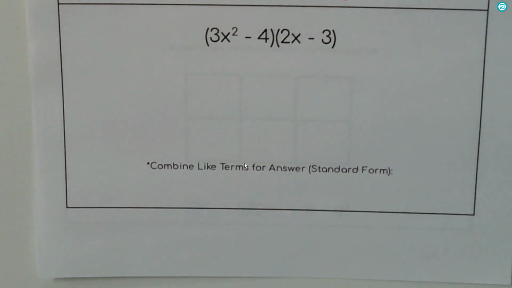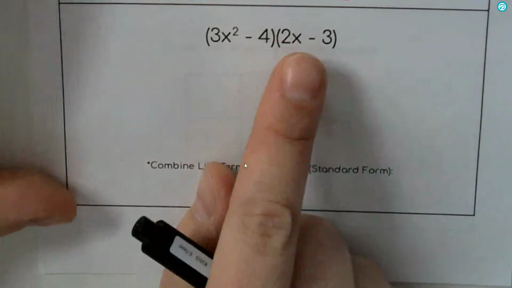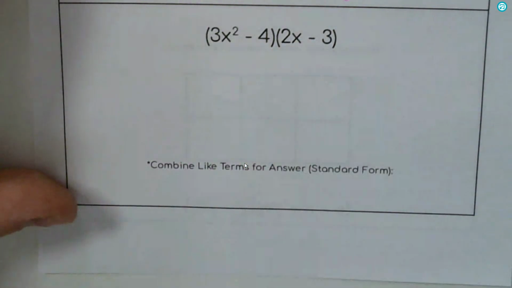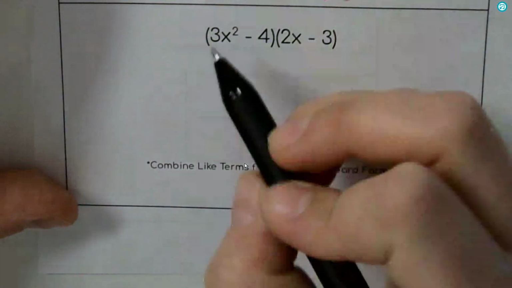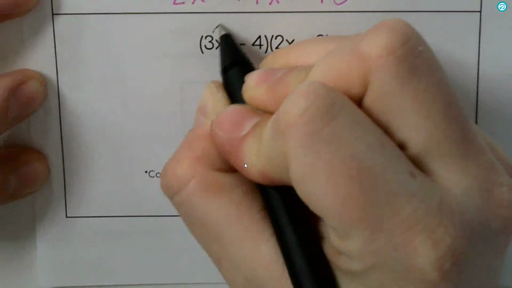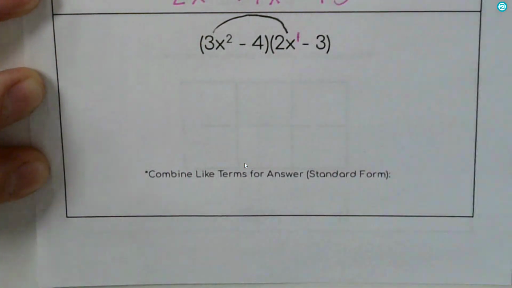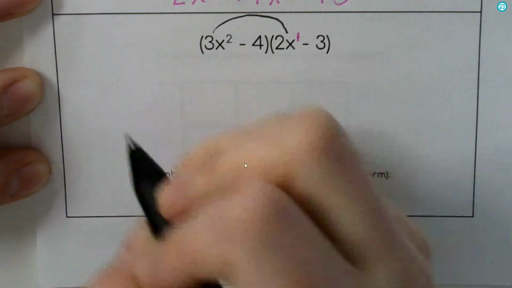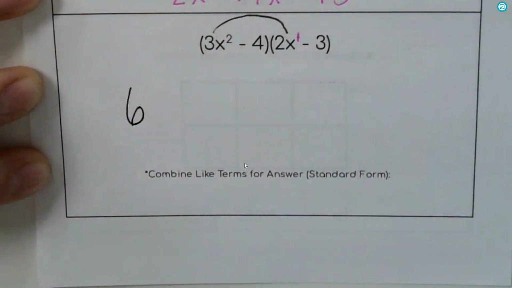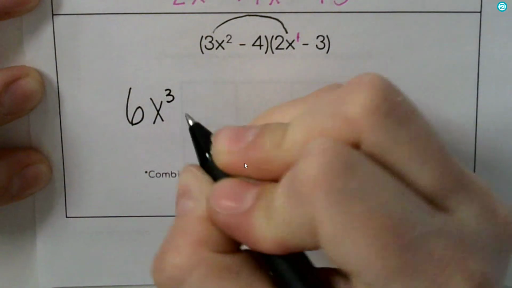We want to show you what it would look like if we were just distributing. So the big part of distributing is remembering that both of these guys need to get multiplied by both of these guys. So how I do that is I start with my first term in my first polynomial, and I distribute it out. So 3x squared times 2x to the first. So 3 times 2 is 6. And then I add my exponents. 2 plus 1 is 3. So I've got 6x cubed.